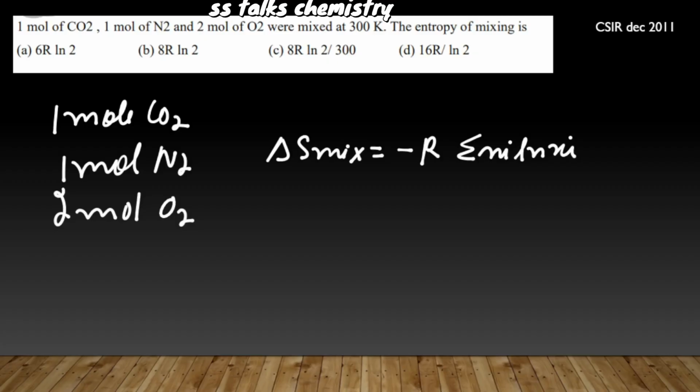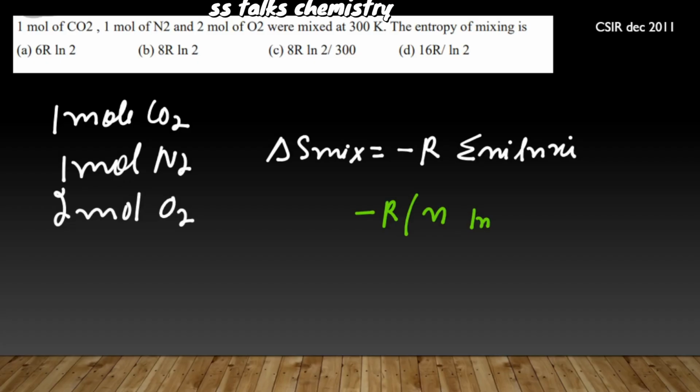So now here it is minus R. Now N of oxygen into ln of X of O2. X is the mole fraction and Ni is the number of moles of it. So this is CO2 firstly. So let us write it in the same order.